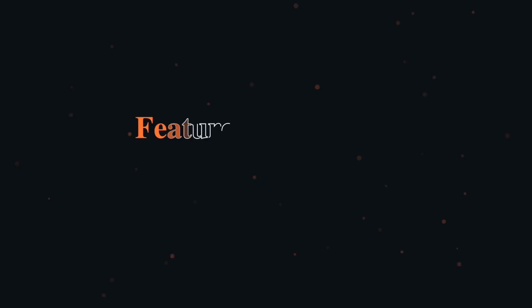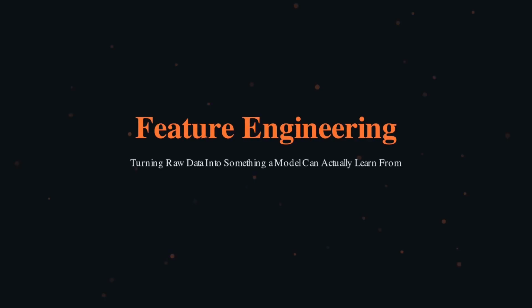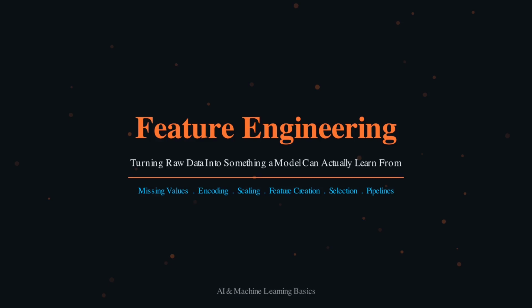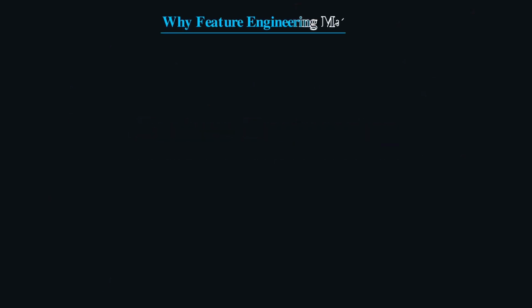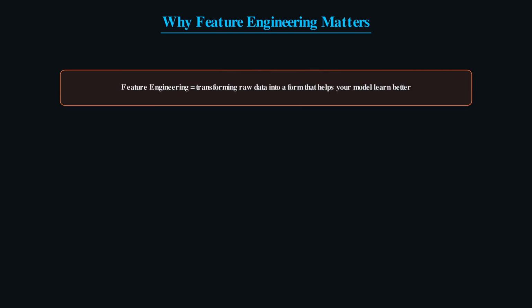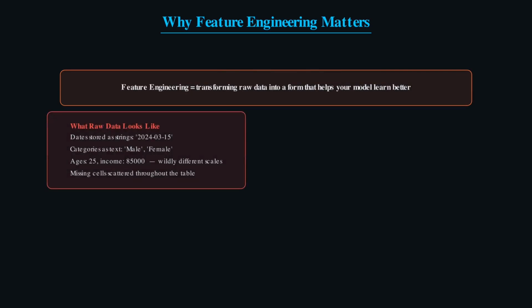Your model is only as good as the data you feed it. Feature engineering is the process of transforming raw, messy data into a form a model can actually learn from. And it's often the single highest leverage step in any machine learning project. Raw data doesn't arrive ready to use.